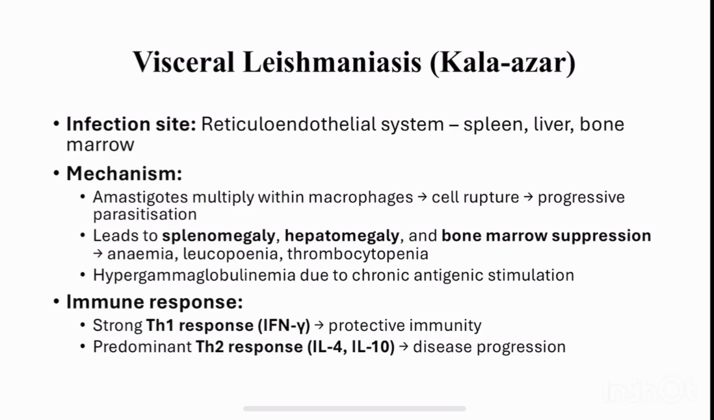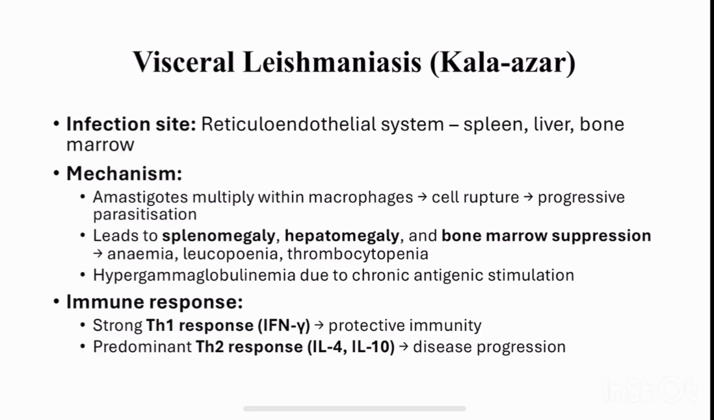So as we told earlier, the bite of the female sandfly, Phlebotomus, will lead to the promastigote form, and this promastigote will be ingested by macrophages, will evade, and will reach the reticuloendothelial system, where the reticuloendothelial cells are present, and it will destroy them. The reticuloendothelial system mainly involves spleen, liver, and bone marrow. Amastigote forms multiply within the macrophages. They will cause cell rupture, and progressive parasitization will occur.